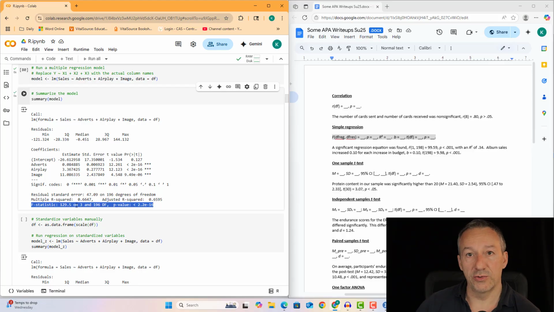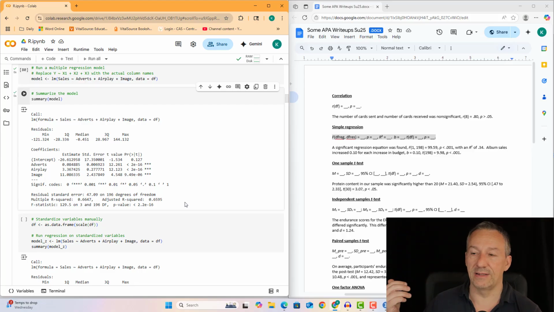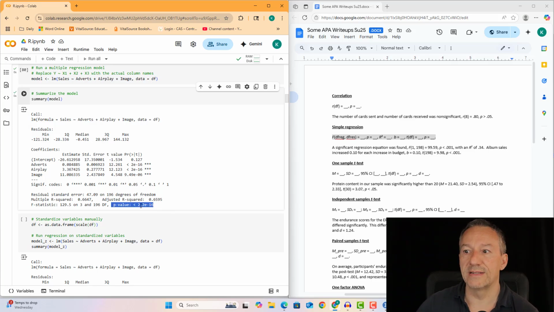Our F statistic, 129.50. Our p-value, so you might see a number like this, 2.2 e negative 16. Basically what that's saying is that you have to move the decimal place over 16 times. What that means, it's a negative 16. So the p-value is really, really small on this. We do have a significant finding here. So I would write this up, when you see a number like this, as p less than 0.001. Our R squared, again, 0.66.